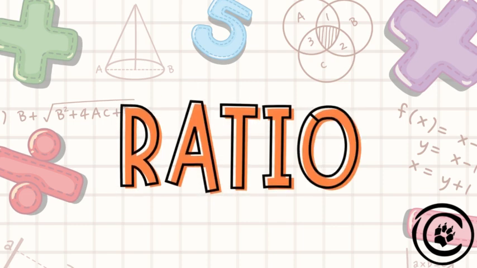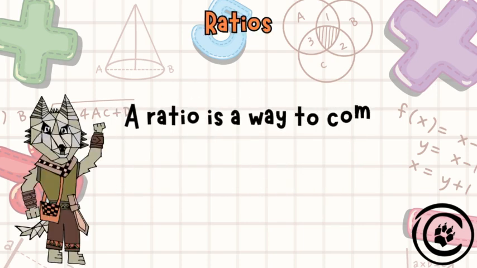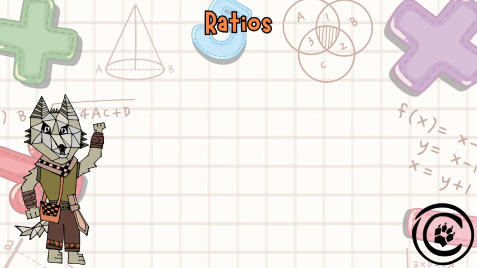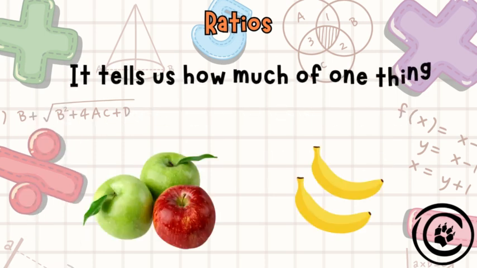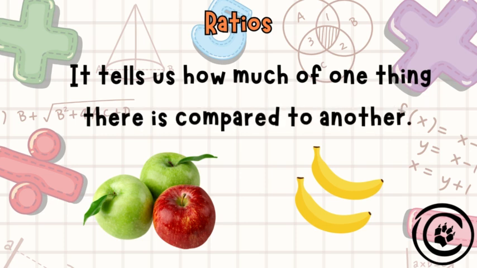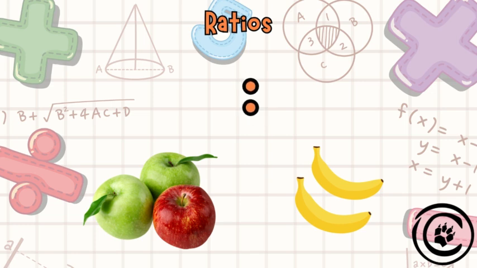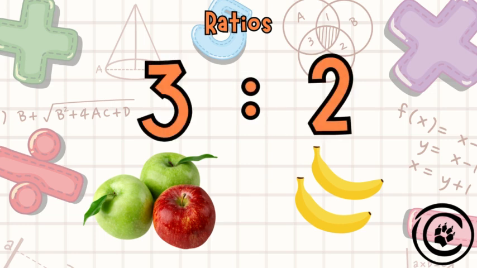What is a ratio? A ratio is a way to compare two or more amounts. It tells us how much of one thing there is compared to another. We write it using a colon. 3 with a colon and a 2 says that we have 3 to 2.